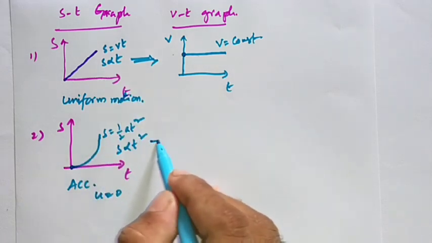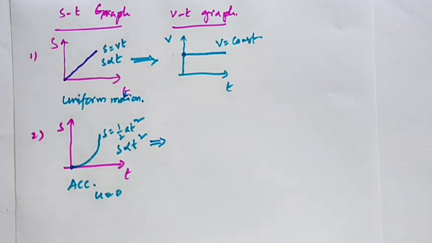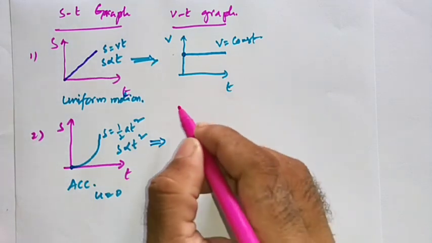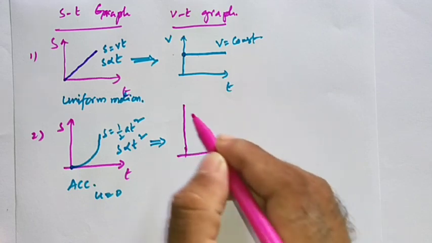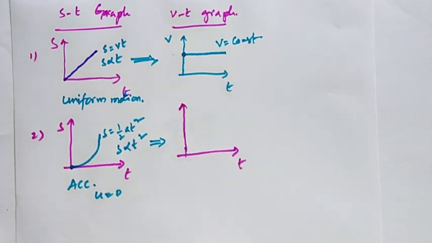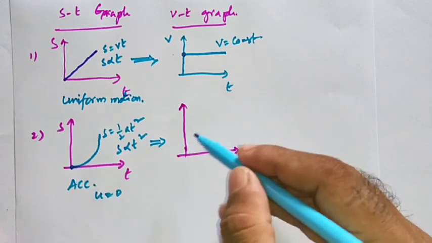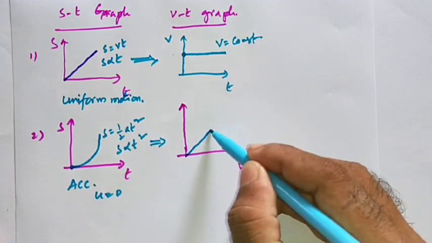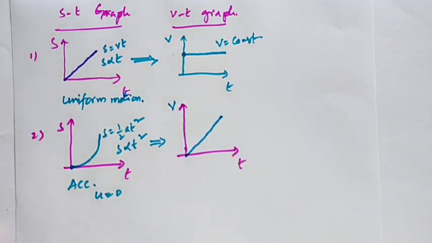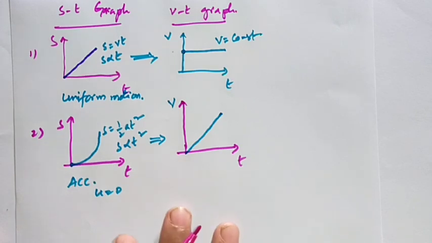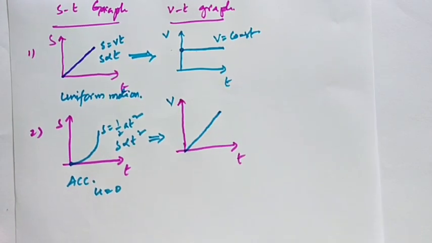Okay, now let us see the corresponding velocity time graph. So the velocity time graph looks like this. Already we learned, you can easily draw it. So it is uniformly accelerating, so that this will be the velocity time graph. Yes or no? Yeah, very good. Clear? Very good. Now let us see third one.